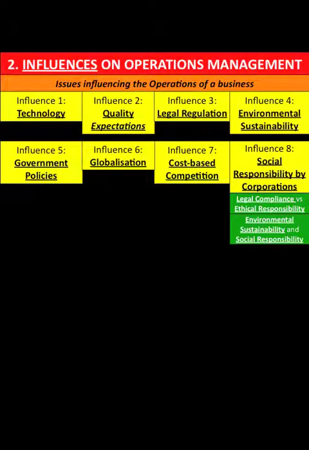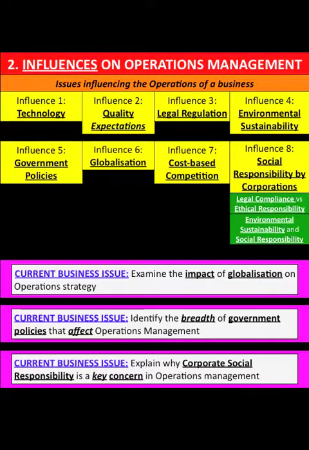So if you zoom that in, you can see under influences, we've got those dot points, we need to talk about those. But then we also have 3 current business issues, which are kind of issues/case studies. Examine the impact of globalization on operations, the breadth of government policies that affect operations, and why corporate social responsibility is a key concern in operations management. So if you're asked a question about influences, these are the kind of things that they're going to be asking you about. These are the main things that you need to talk about.